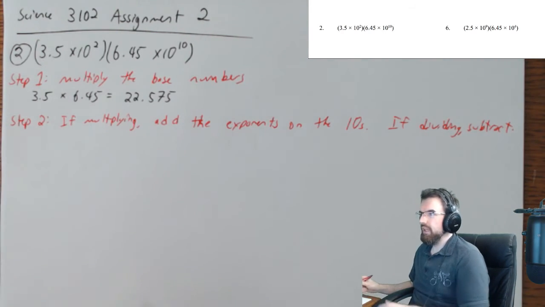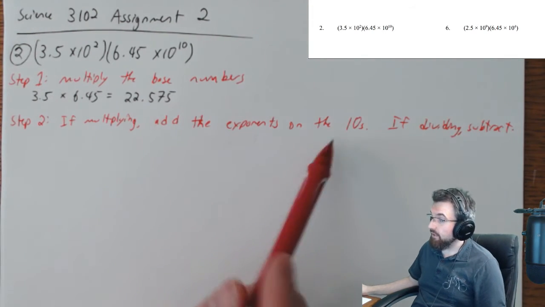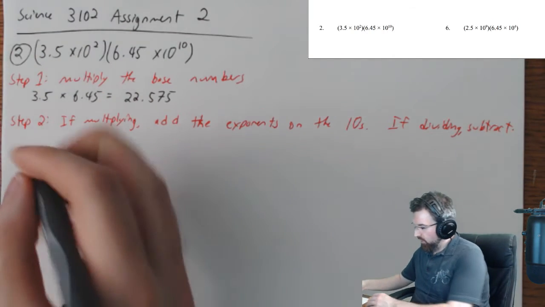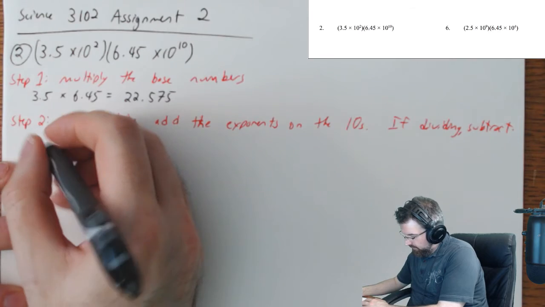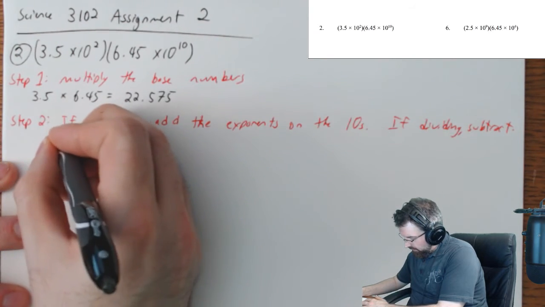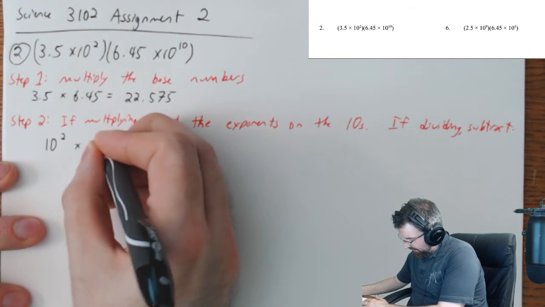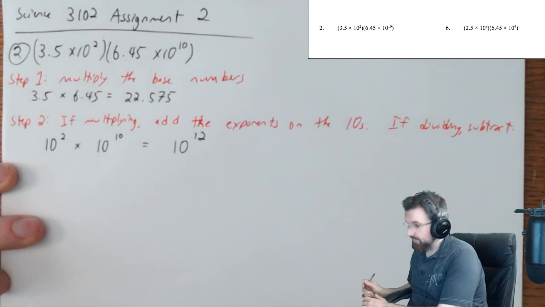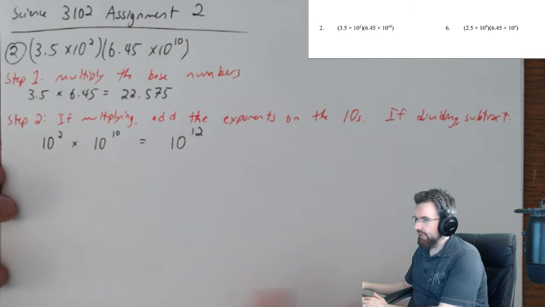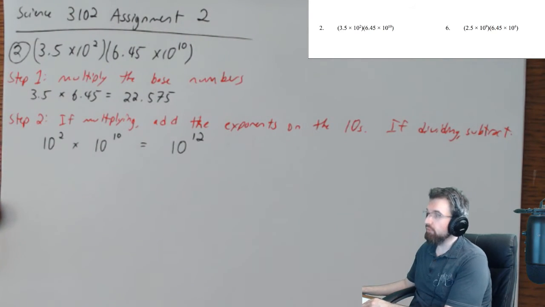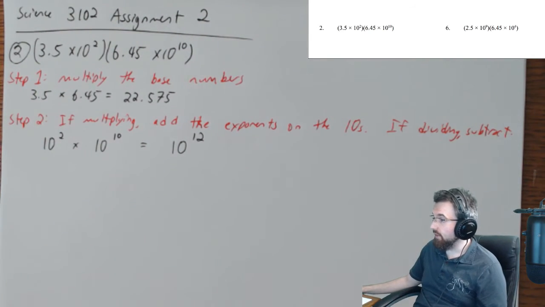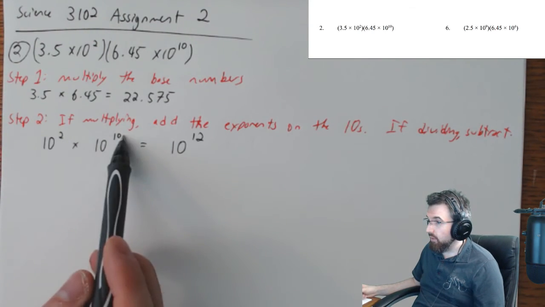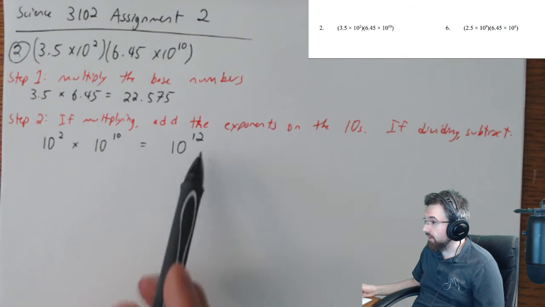So step 2, if you're multiplying, we add the exponents on the tens. If we're dividing, we subtract. But here we have 10 to the 2 times 10 to the 10. Well, it's going to be 10 to the 12. And this is something that you would have seen in your refresher courses where we handle the exponents. If we're multiplying numbers with like bases, we add the exponents. This is going to be times 10 to the 12.